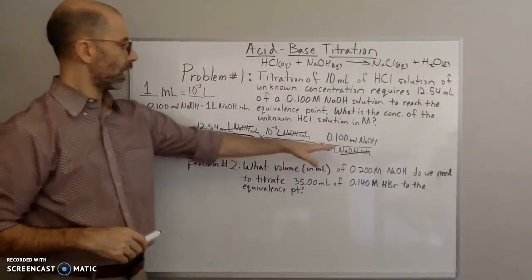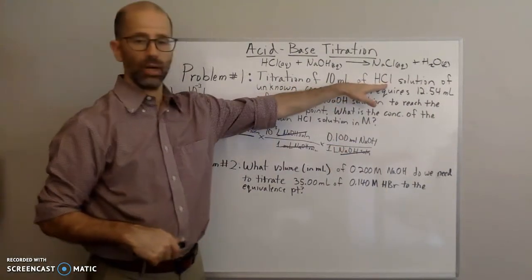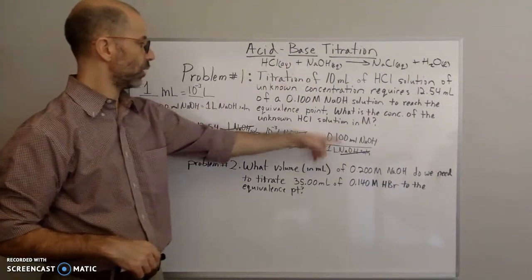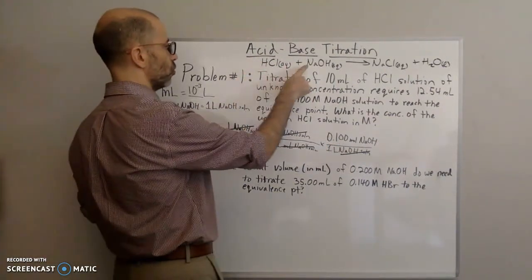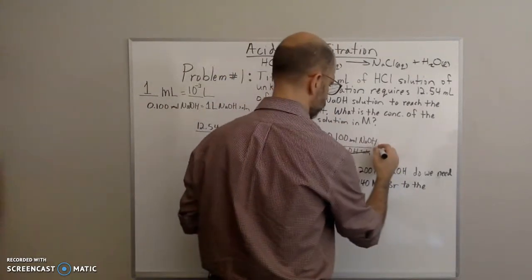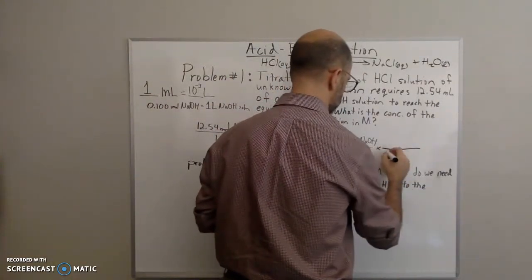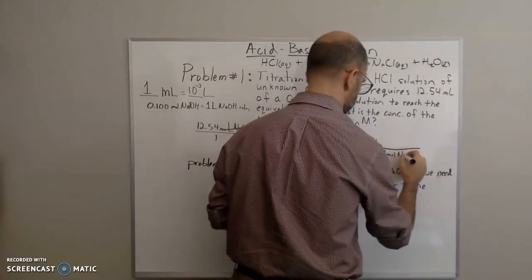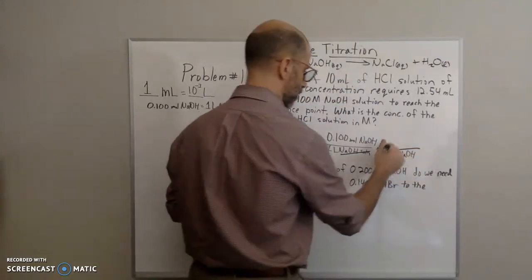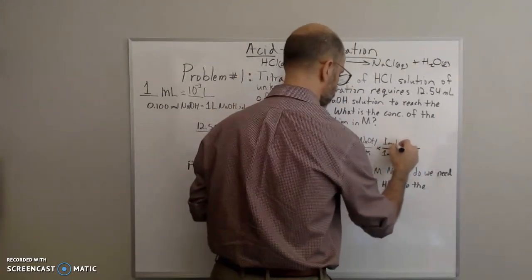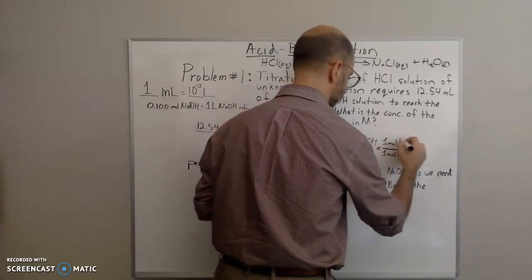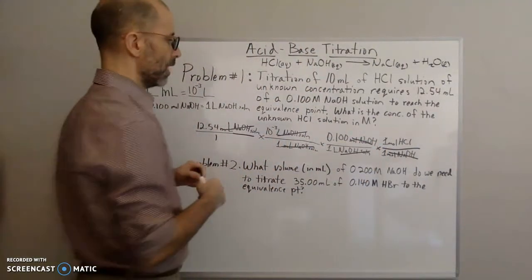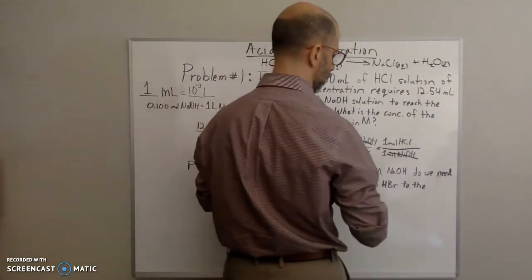So now what I want is moles of the HCl. So now I can use my balanced equation to convert moles of NaOH to moles of HCl. And so it's a 1-to-1 ratio. So now I'm going to use my 1-to-1 ratio. I have moles of NaOH, so 1 mole of NaOH goes on the bottom, 1 mole of HCl goes on top. Moles of NaOH cancel out. Now I have moles of my HCl.